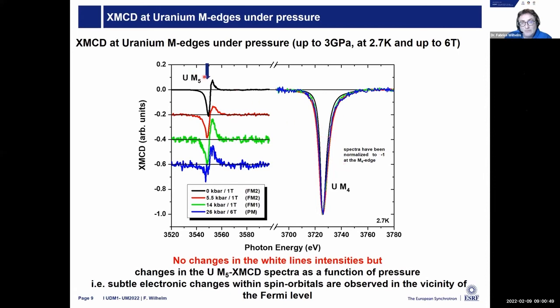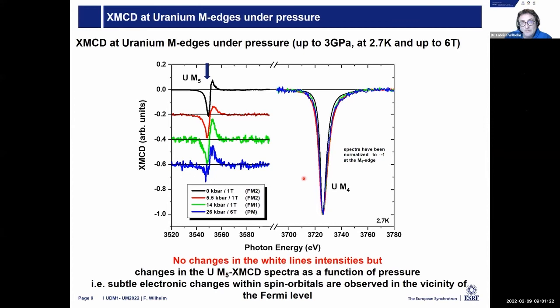But if I look more in detail into the uranium M5 edges, you see that clear changes are observed as a function of pressure. At ambient pressure, the integral of the XMCD at uranium M5 is negative, while if one goes to the paramagnetic phase, the integral of the XMCD signal becomes positive. So it means that with XMCD, we are able to observe subtle electronic changes within the spin orbitals, which are in the vicinity of the Fermi level.